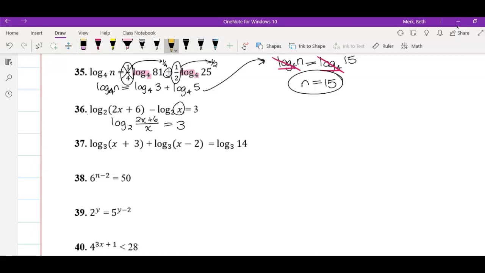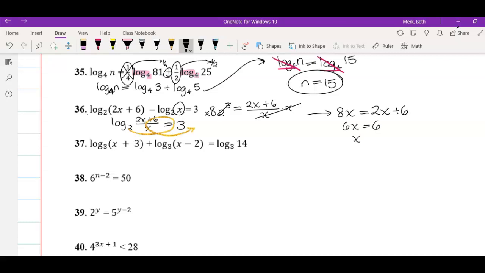Next, I need to change to exponential form by saying 2 to the third equals 2x plus 6 over x. 2 to the third is just 8, and multiplying both sides of this equation by x eliminates the rational fraction. So now I have 8x equals 2x plus 6, subtracting 2x from both sides, and dividing by 6, I get x equals 1.